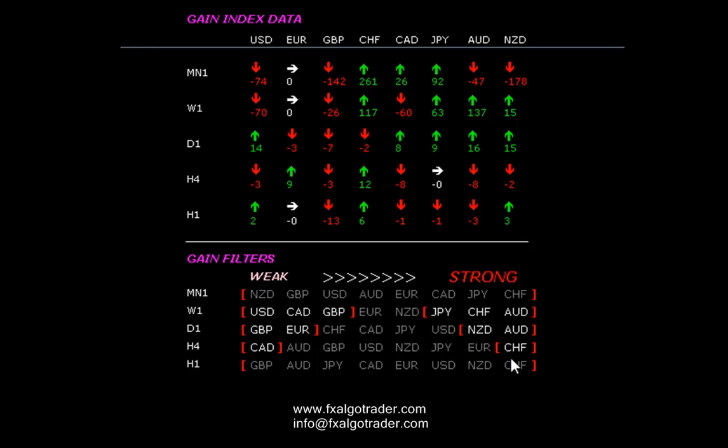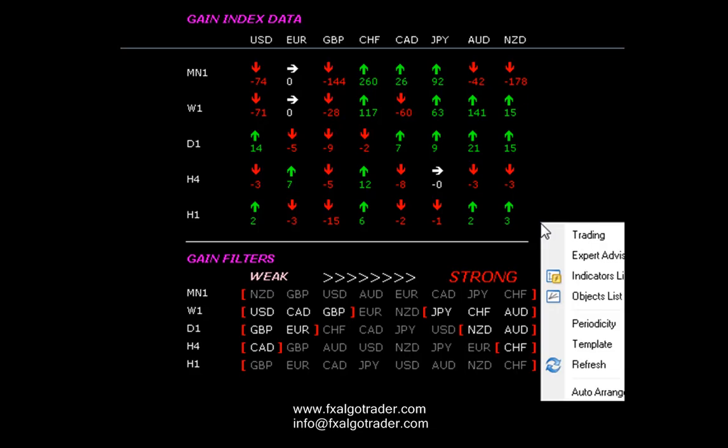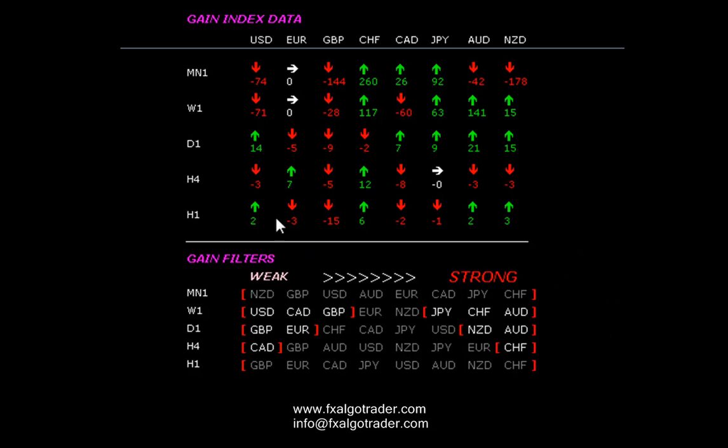You can set filters on this. Basically, the white currencies are currencies where the filter is active, and you can see the active filter is designated by red square brackets around each time frame. And we can adjust that by just going into the indicator parameters.